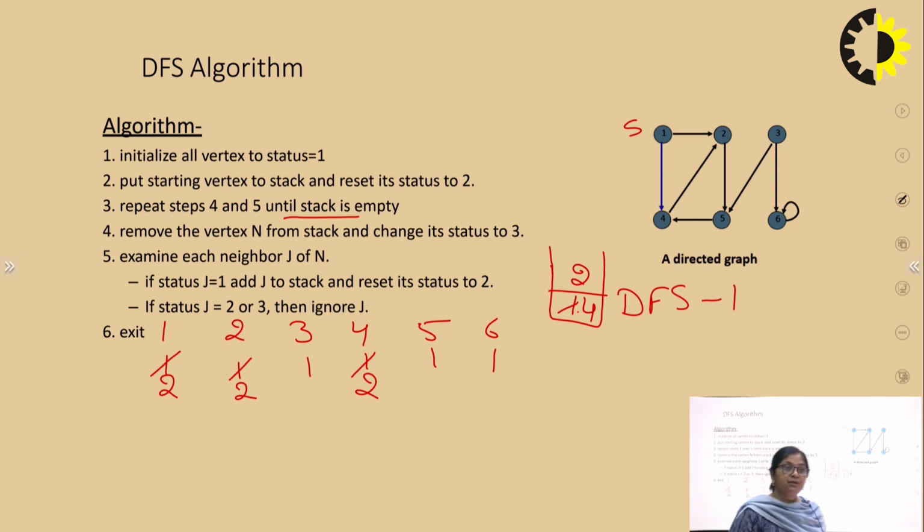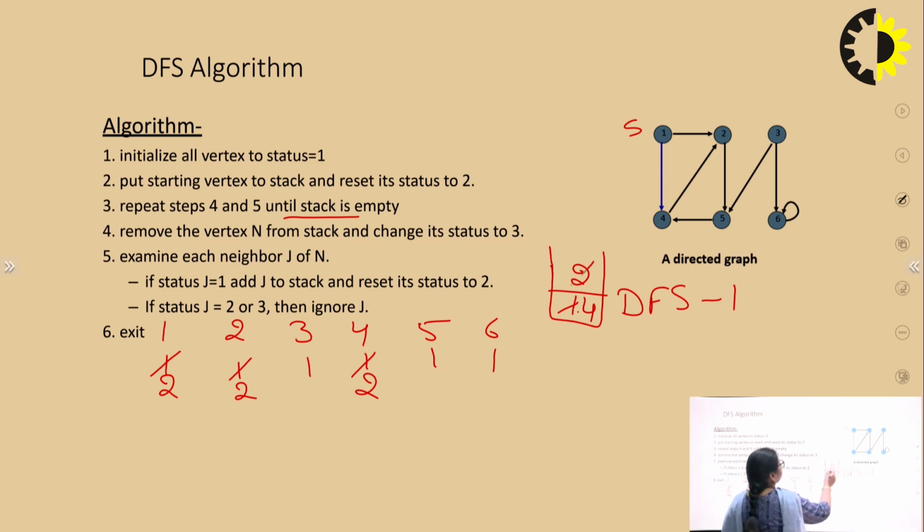Why have we pushed it onto the stack? Because both were in the initial state, not yet considered. If these had already been considered, we would not push them on the stack. But both were in the initial state, both had the status 1. That's why we pushed them onto the stack. Now we will pop the element.